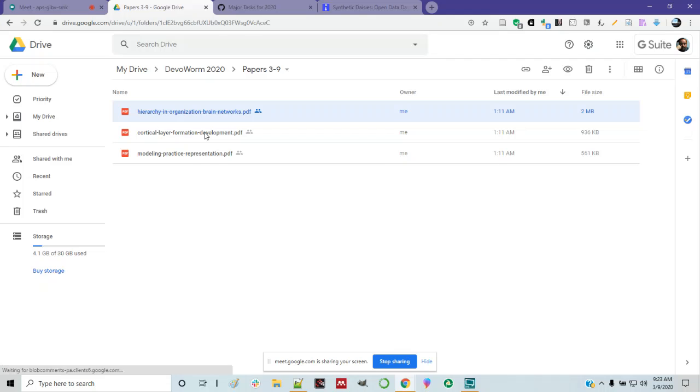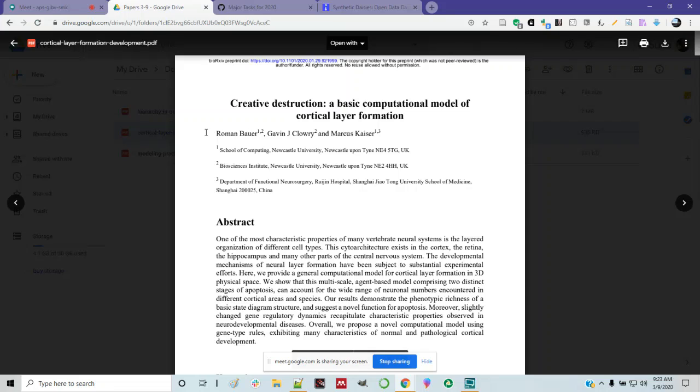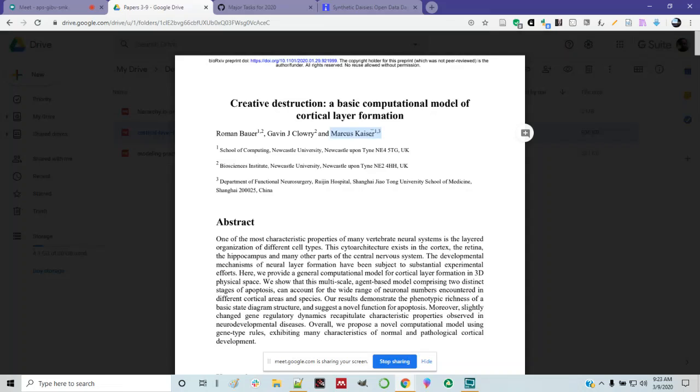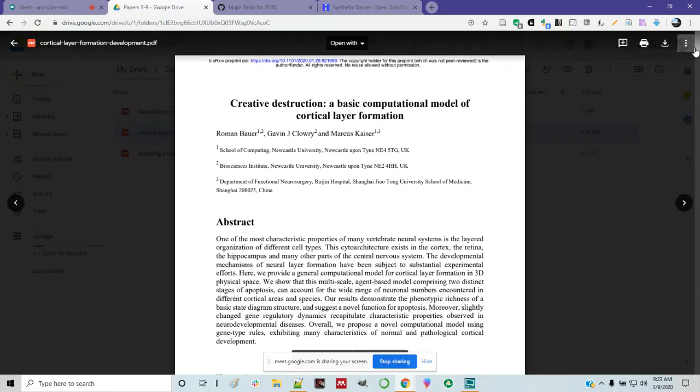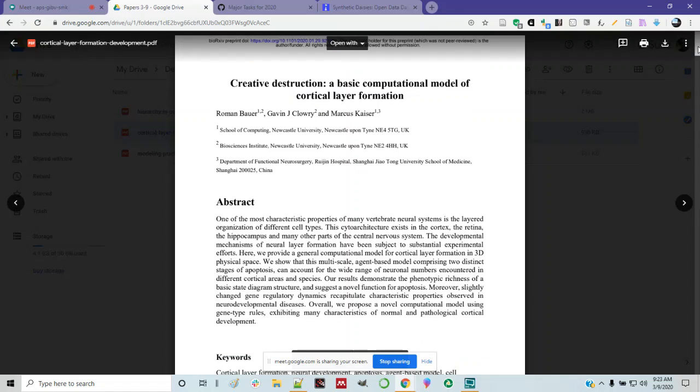Then there's this paper, Cortical Layer Formation in Development. So the title is Creative Destruction, the Basic Computational Model of Cortical Layer Formation. And one of the authors is Marcus Kaiser, who works on something called developmental connectomes. And this is where he's looking at how connectomes or brain networks develop in development. And he's written a number of papers on this topic, most of which have been theoretical. I've been keeping track of his work. It's really interesting. He has a lot of interesting ideas, but this is one of his newest papers that he's put out.